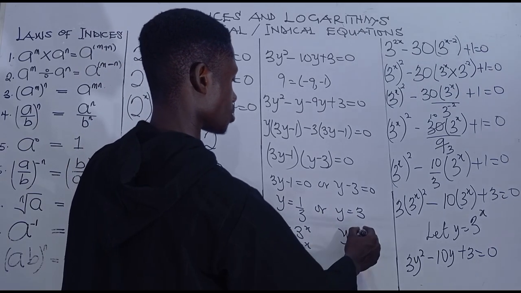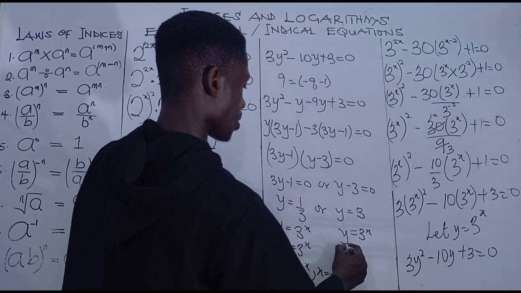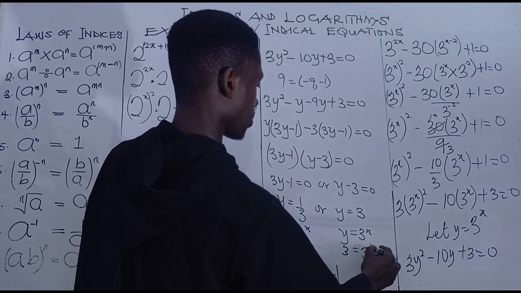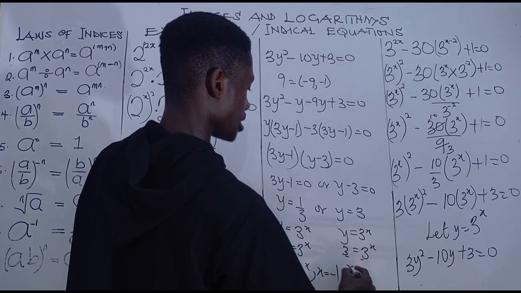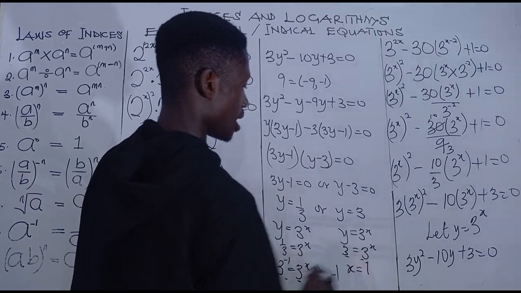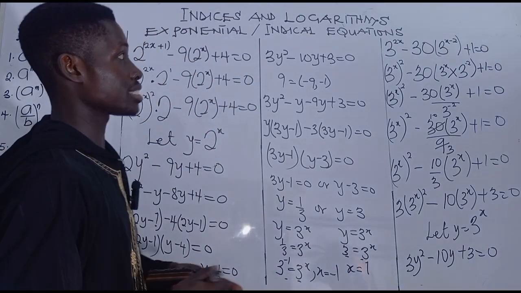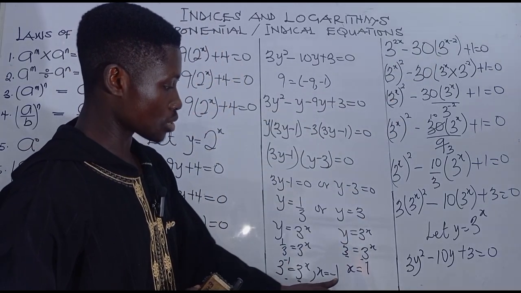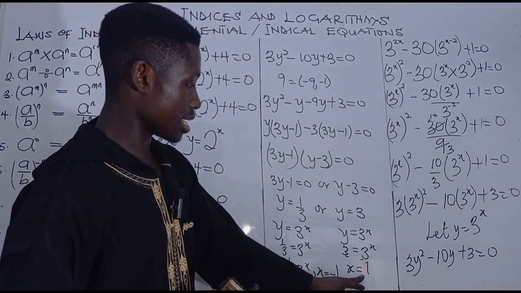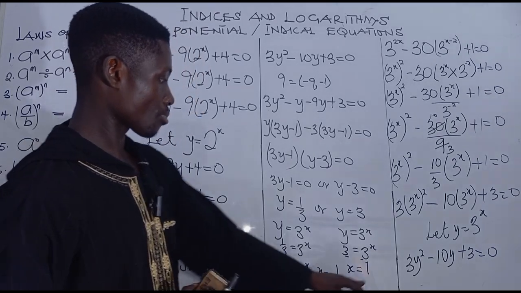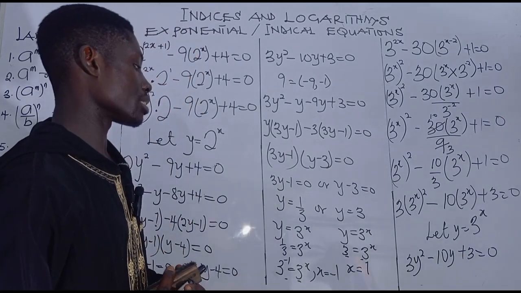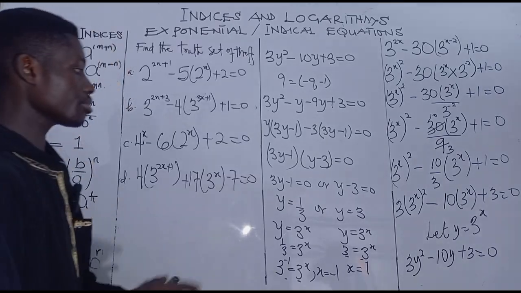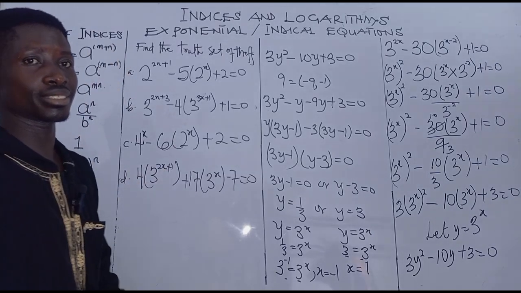Now we said that y is also equal to positive 3. So we have to deal with that one also. And then we have 3 is equal to 3^x, so 3 equals 3 raised to the power 3... Since the bases are the same, we just have to equate their exponent. So the values for x that satisfy this exponential equation are x is equal to minus 1, and then x is equal to positive 1. So these are your two answers to the question.